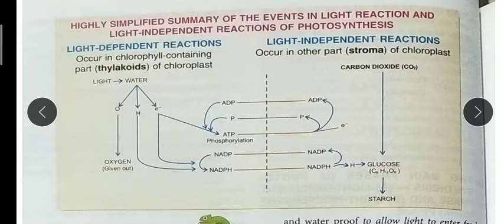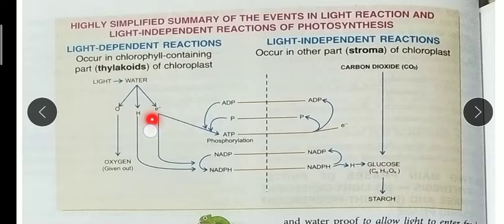Now what happens in the light dependent reaction? I told you about photolysis. When the beam of light is absorbed, water gets split. You can see the end products of photolysis: hydrogen ion, oxygen, and electrons. A single oxygen atom is not stable, so it combines with another atom of oxygen and forms oxygen gas, which is liberated as a byproduct.